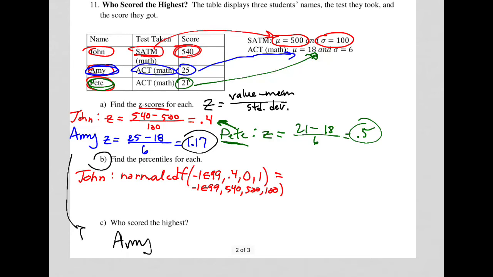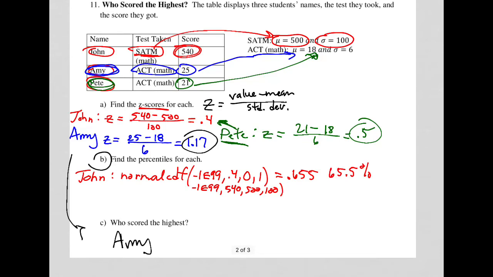So either way you do it, you should get that John has a percentile of approximately 0.655. So basically, as a percentage, he scored better than about 65.5% of his peers on that test. So not too bad, John.